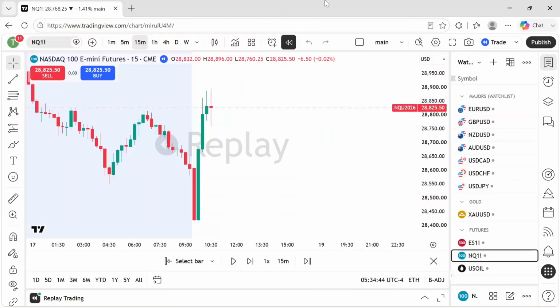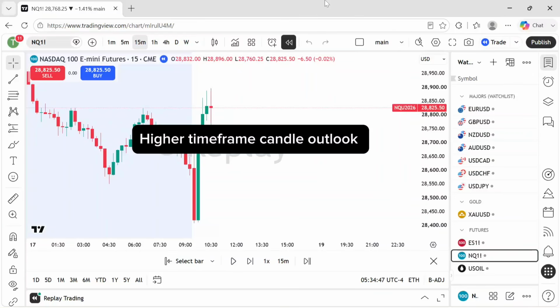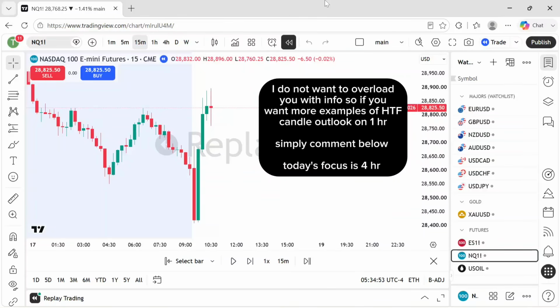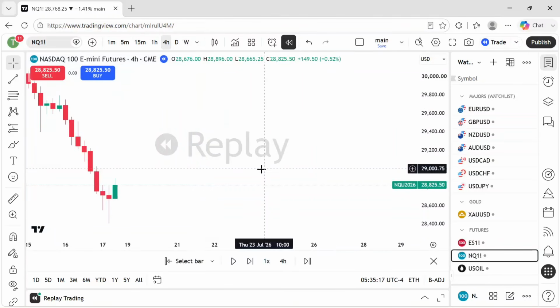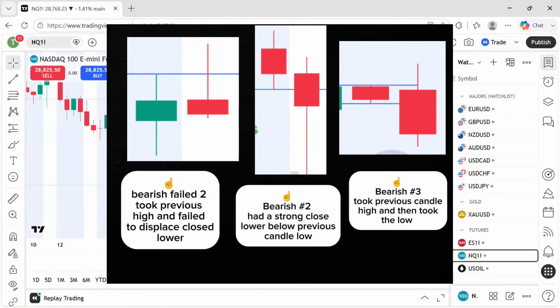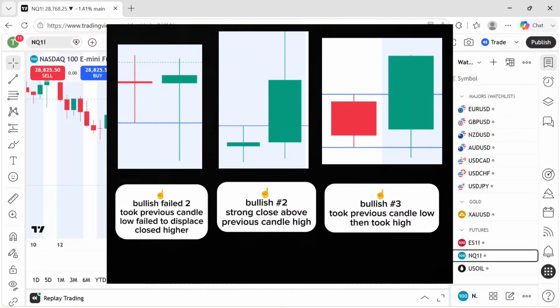Step number 1, you need something that I call higher time frame candle outlook. And that can actually be on 2 time frames, but I'm going to give you the highest probability one to use in this video. So let's go to the 4-hour, since this is the best one to use. There are a total of 3 candles that you need to be aware of for higher time frame candle outlook. That's either going to be a number 2 candle, or it can be a number 3 candle, or it can be a failed 2 candle, which you will see on the screen.